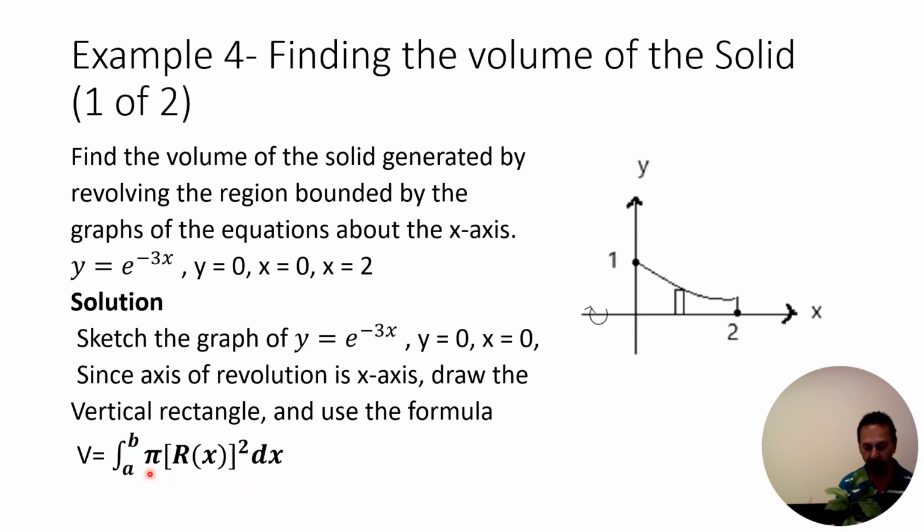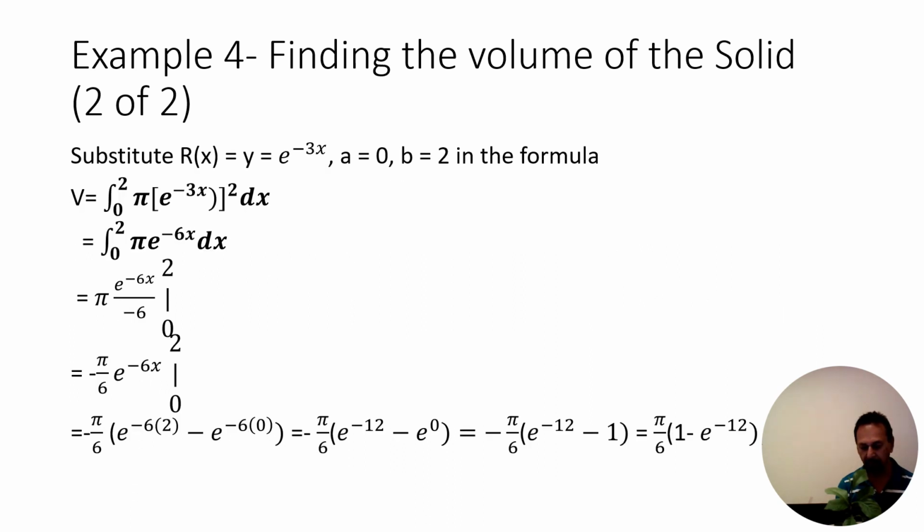V equals the integral from a to b of pi times r(x) squared dx. And then we substitute r(x) equals y equals e to the minus 3x, a equals 0, b equals 2, as we said earlier. So the integral becomes the integral from 0 to 2 of pi times (e to the minus 3x) squared.